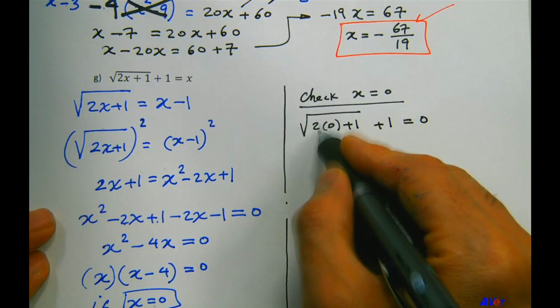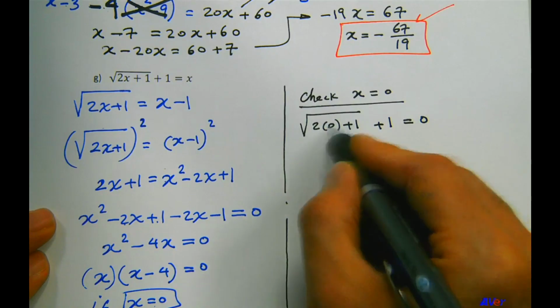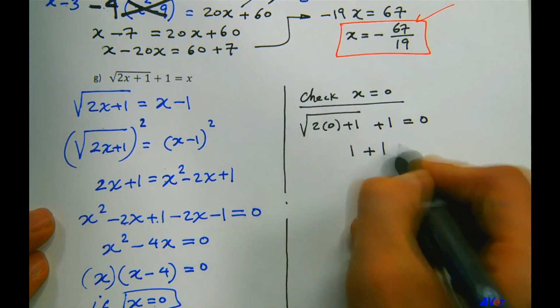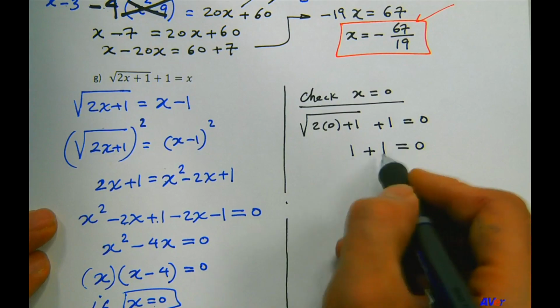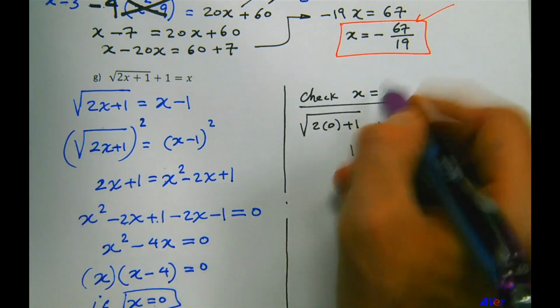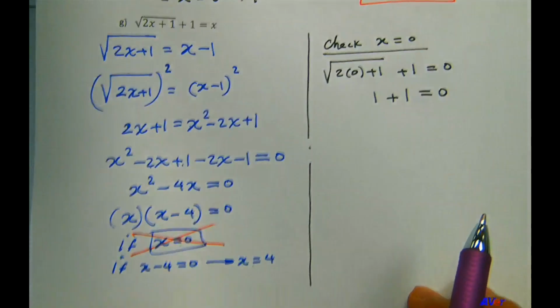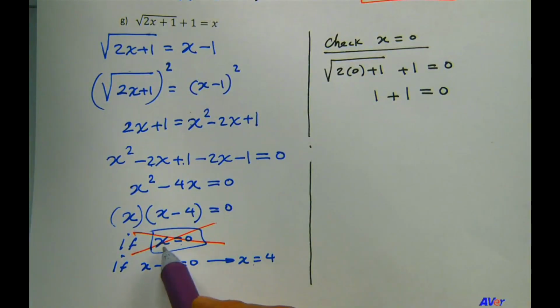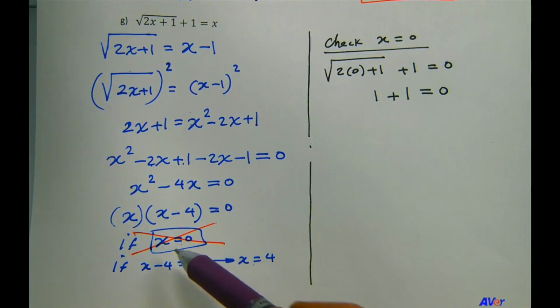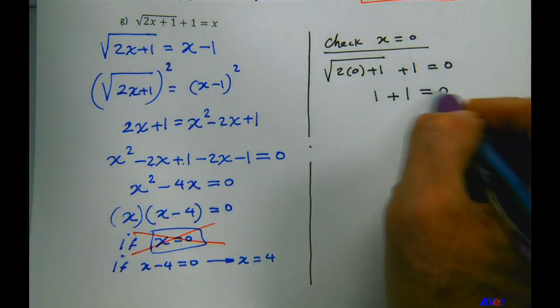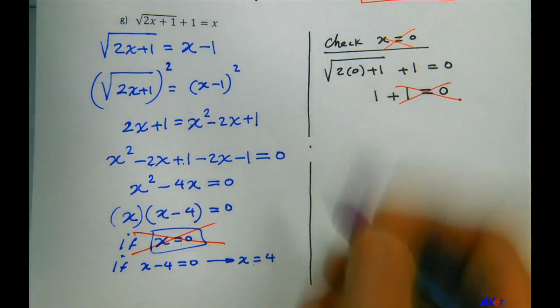So what do we have here? We have square root of 1. 2 times 0 is 0, plus 1 is 1. Square root of 1 is 1, plus 1 equals 0. Does this make sense? No. So x equals 0, I should not have boxed it. Let me move this up a little bit. Like that. So x equals 0, even though it's one of the solutions that we legitimately found, is not a correct solution, because when you plug it in, it doesn't check out. So no, that's not acceptable. x equals 0 is not acceptable.